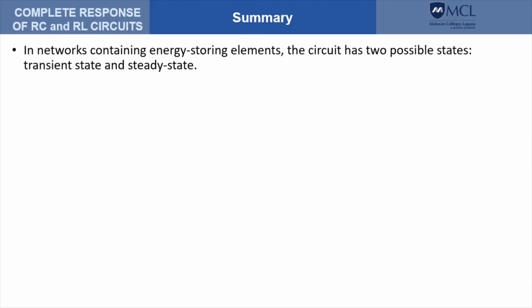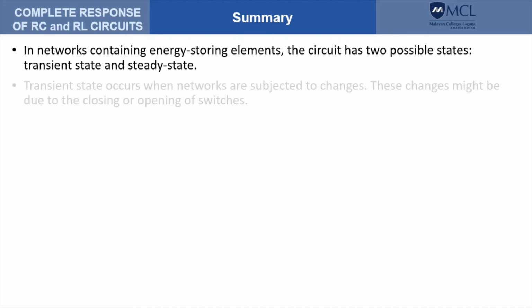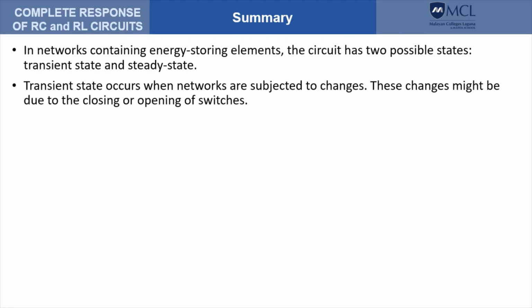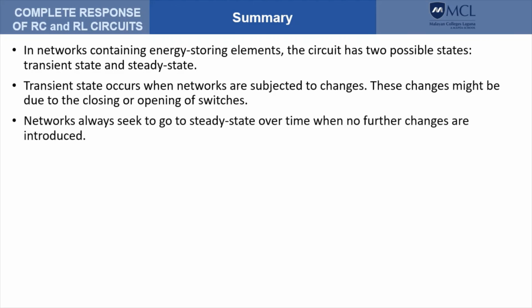In this video, we showed that there are two possible states for a network that contains energy storing elements. These are the transient state and the steady state. Transient state occurs when networks are subjected to changes. These changes could be the closing or opening of the switches. Networks always go to steady state over time when no further changes are introduced to that network.